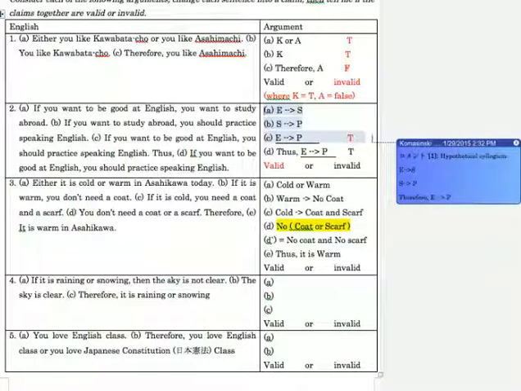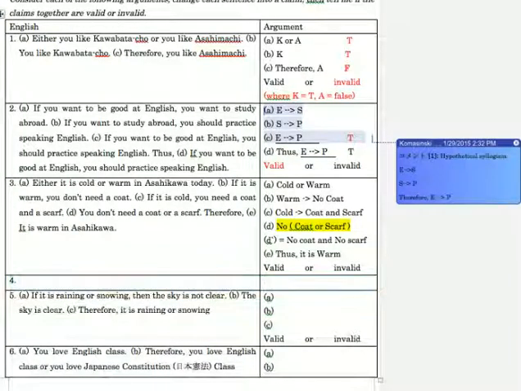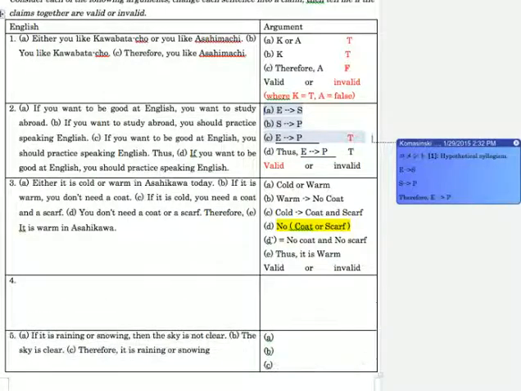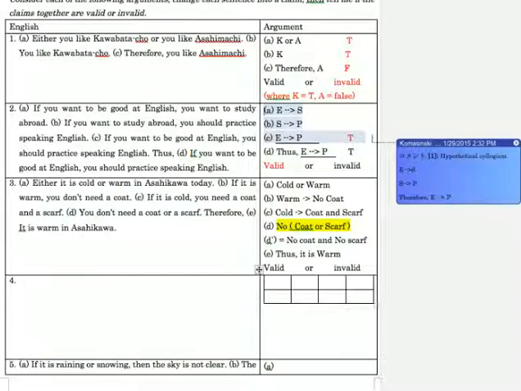So what I want to show you now is I want to add a little chart in so we can try to understand what we're doing here. So we have several different things here. So we have cold, warm, coat, and scarf. So we got 4 things. So you want 4 like that. So cold, warm, coat, scarf.